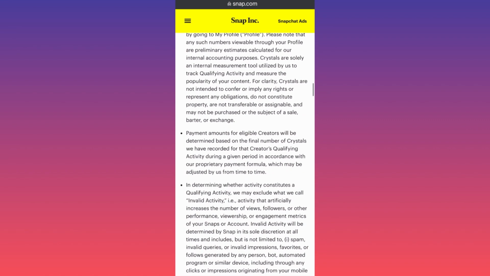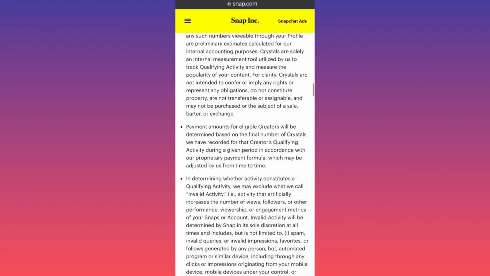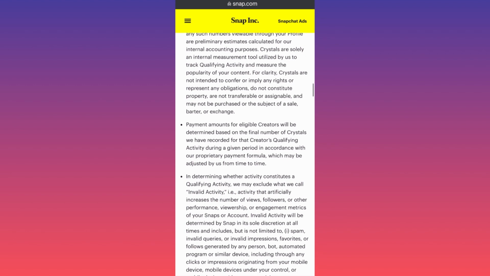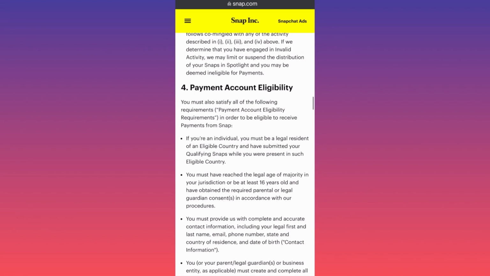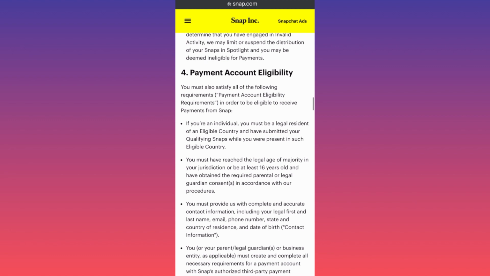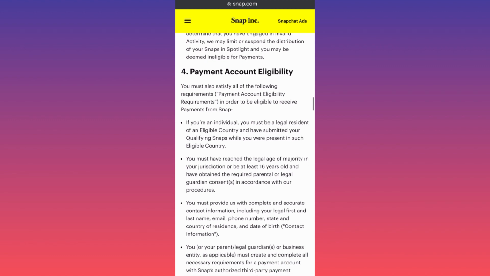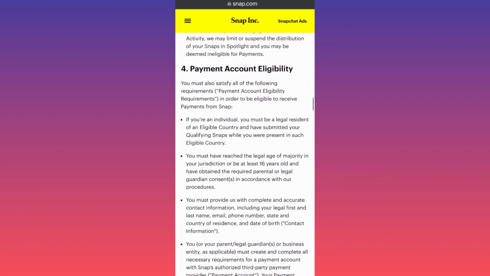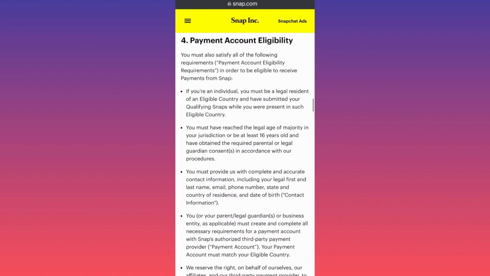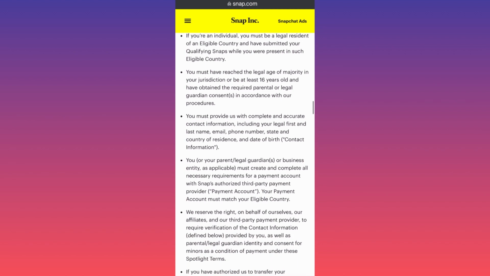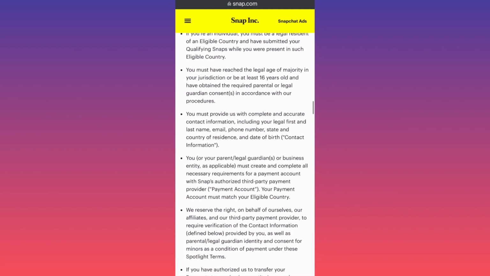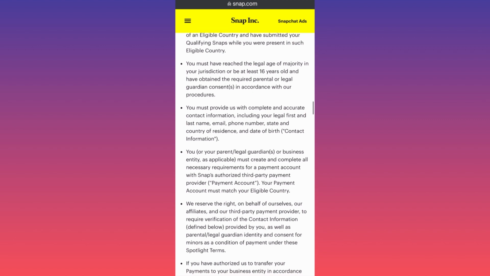Payment amount for eligible creators will be determined based on final numbers of crystals we have recorded for what creators qualifying activity during the given period. So, first of all, if you're an individual, you must be a legal resident of eligibility country, okay, to have submitted qualified snaps. You must have reached the legal age, at least 16. You must provide us with complete and accurate contact information, including legal first and last name, email, phone number.